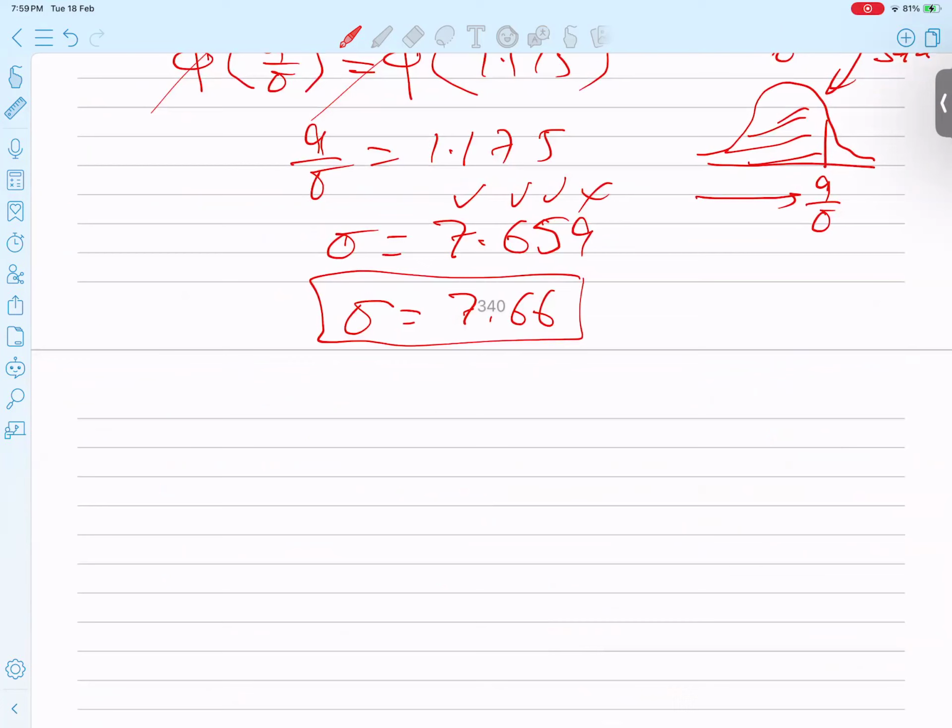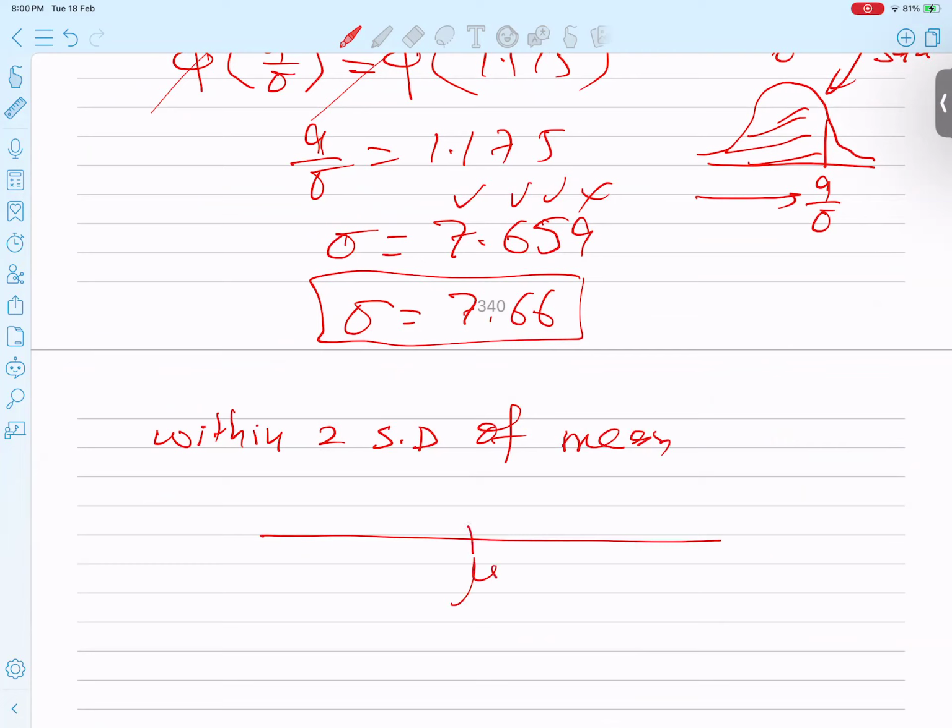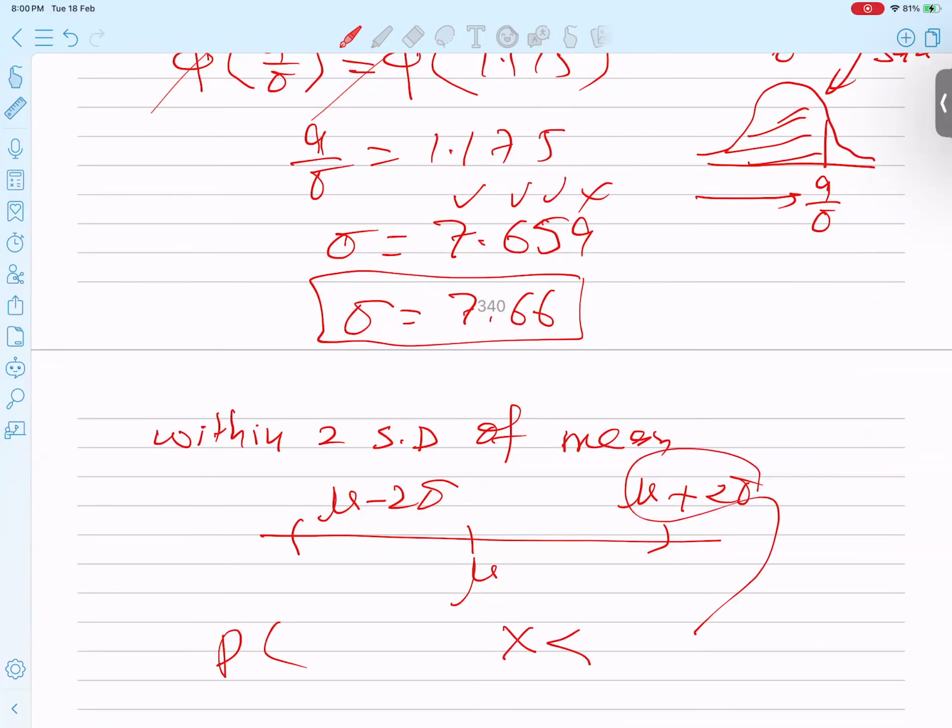If I say within 2 deviations of the mean, you know what's the writing technique? This is the mean, and from the mean, I will go 2 deviations backwards and 2 deviations onwards. How to write it? Very interesting way of writing. Here I write x, and this number I'm writing here, mu plus 2 deviations, and this I'm writing here, mu minus 2 deviations. I believe you got the point.